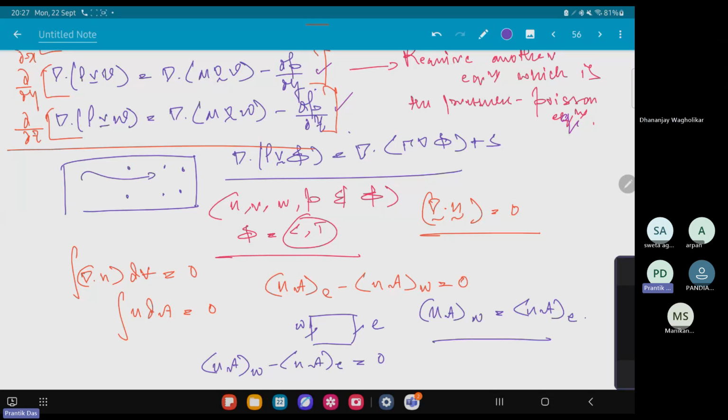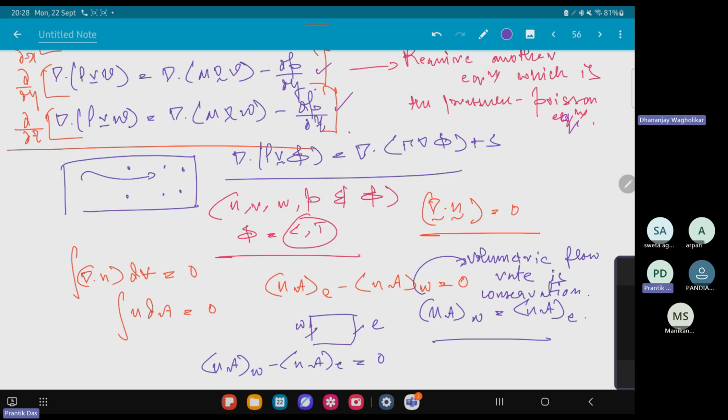So this is basically your volumetric flow rate is conserved. There is no mass accumulation inside.